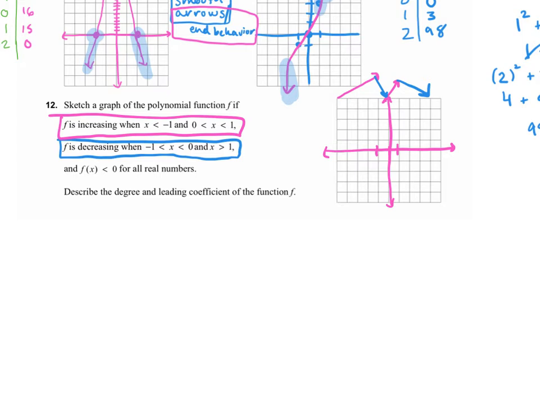Okay, next we're going to look at this point. So it says f of x is less than 0 for all real numbers. So what does this mean? If f of x is less than 0? That means it has to be for the left side. Not the left.